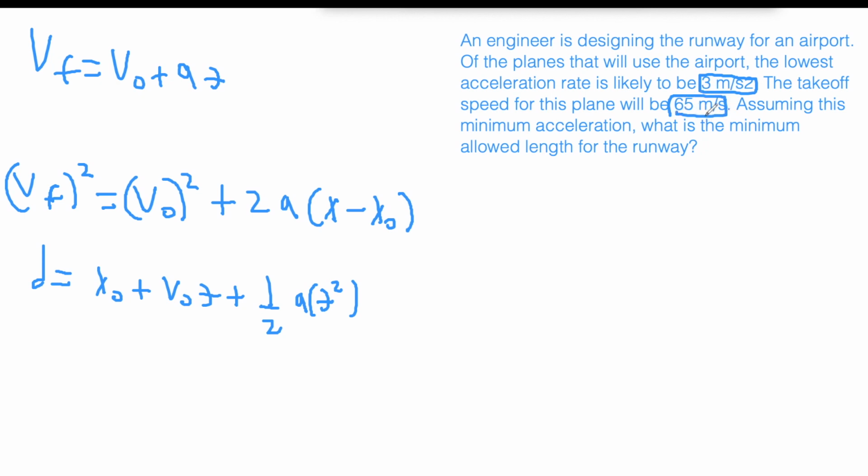And then assuming this minimum acceleration, what is the minimum allowed length? Okay, so there are three things we have. We have the acceleration, we have our final velocity, which is our takeoff velocity, and then we also have the desired value, which is the length of the runway.